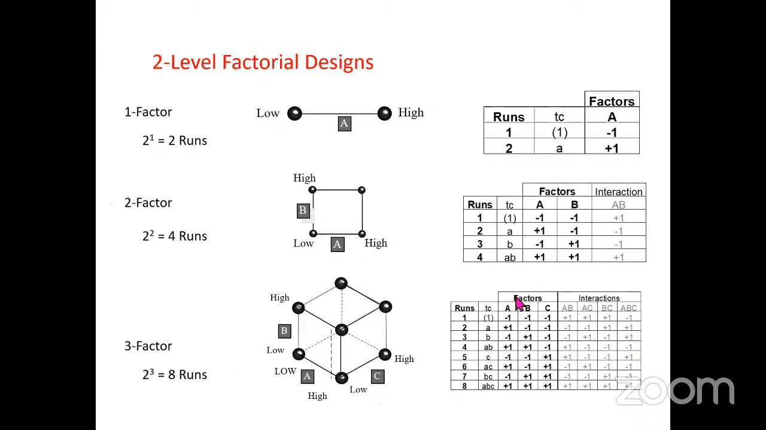Similarly, if you have three factors, you can have AB, AC, BC, and then you can also have ABC. So we can look at all types of interactions when you do this type of factorial design, rather than one variable at a time.